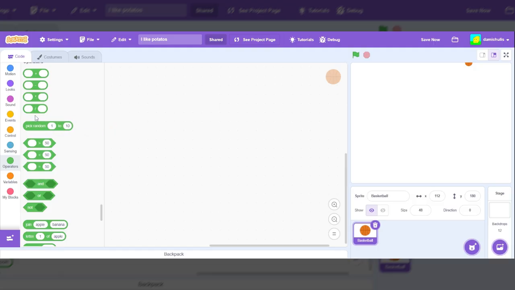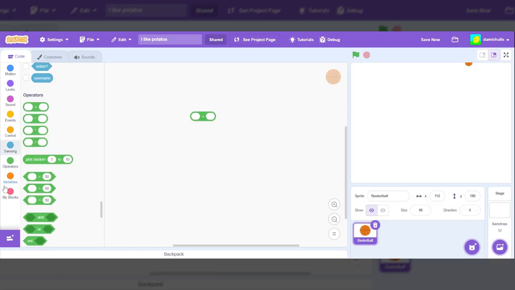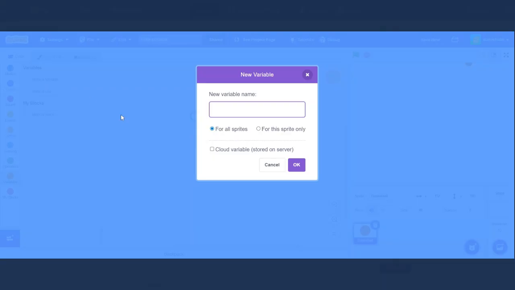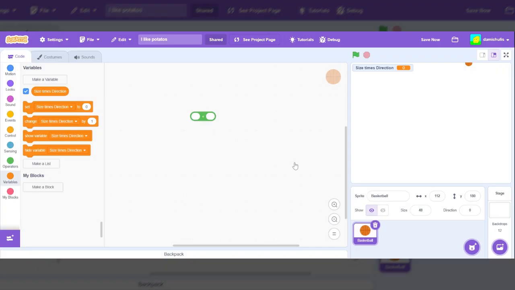Right. Let's start up here. I'm going to make a variable real quick. Size times... I don't know what to put in here. Direction. Yay.